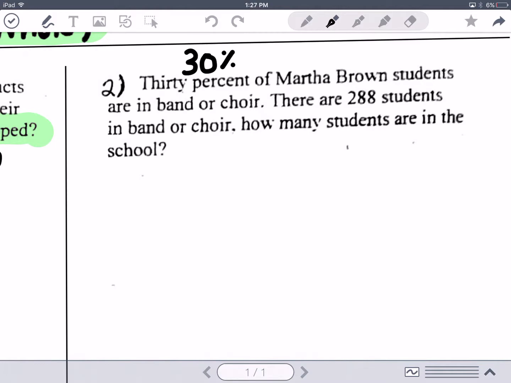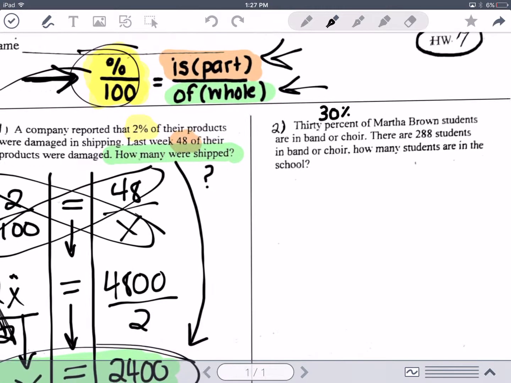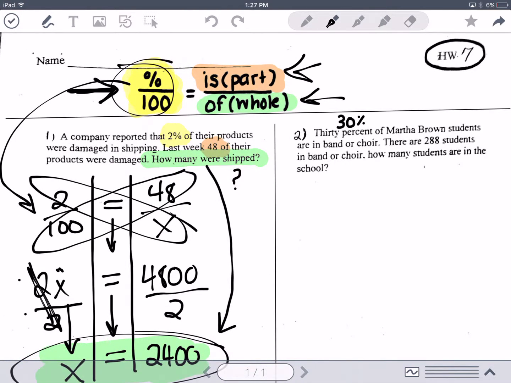Okay, so let's go back up to the top here and let's take this piece by piece. So I'm going to look for my percent first. Does the problem give me a percent? Yes, it does. 30%. 30% of Martha Brown students are in band or choir. Now, I'm going to see, did they give me a part or did they give me a whole? And then which one of those is missing?